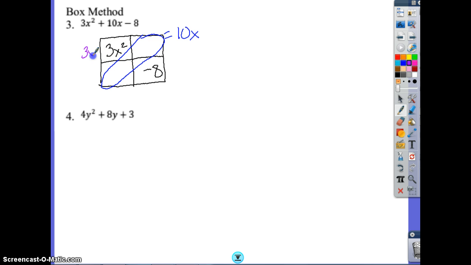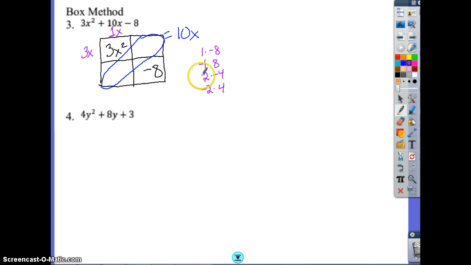So it doesn't matter where I put those. I'm going to put the 3x here and the 1x here, or you could just put x. You don't have to have the one with it. And now I'm going to look for things that multiply to negative 8. So negative 8 is going to be 1 times negative 8, negative 1 times positive 8, 2 times negative 4, negative 2 times positive 4, and I think that's all that we have there.